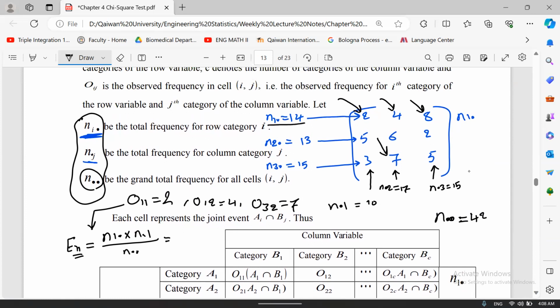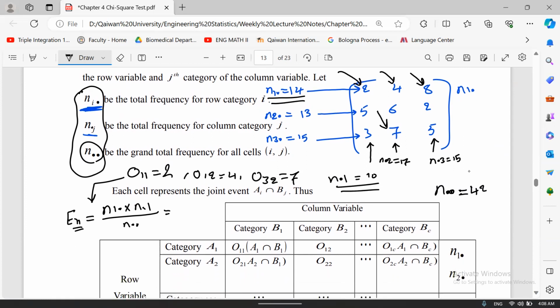What's N1 dot? N1 dot is 14. And N dot 1 is 10. 14 times 10 is 140. Dividing by N double dot, which is 42. Find it. Write it down. And then we have E32. It is N3 dot. The first one is the i index, and the second is the column index. The first one is the row index, and the second is the column index.